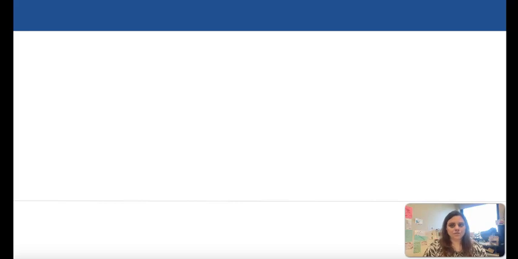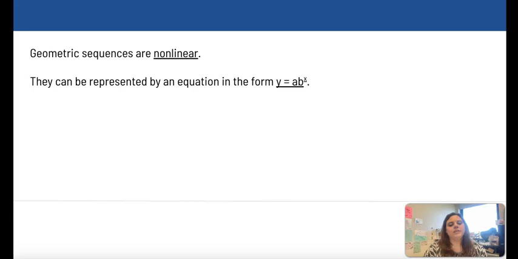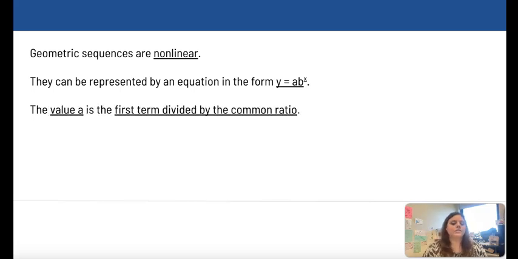Now that we know how to identify a geometric sequence, let's go over a couple of key things. Geometric sequences are non-linear. They are not changing by a consistent rate. They can be represented by an equation in the form of y equals a times b to the power of x. So in this case, the value a is going to be the first term divided by the common ratio. And the value b is going to be the common ratio.